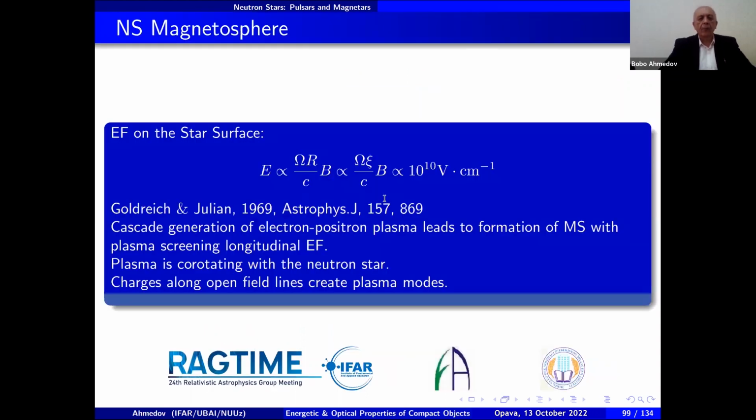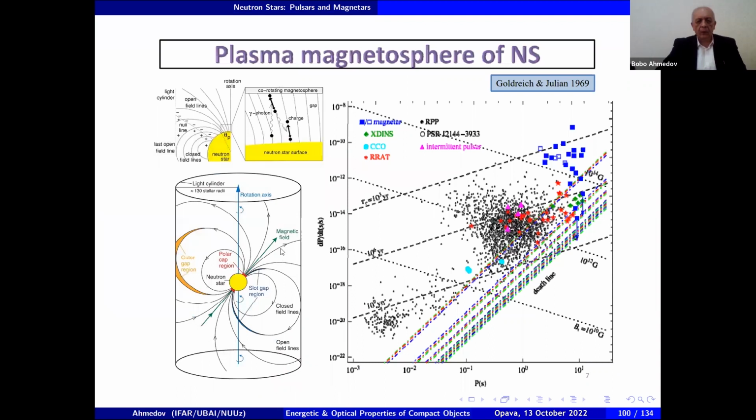So in 1969, it was shown by Goldreich and Julian that the strong magnetic field and rotation of the neutron star can produce a very strong electric field, which will take electrons from the surface of the neutron star, and then it will create a cascade generation of particles, because along the curved lines they will reach ultra-relativistic velocities, and then produce gamma quanta.